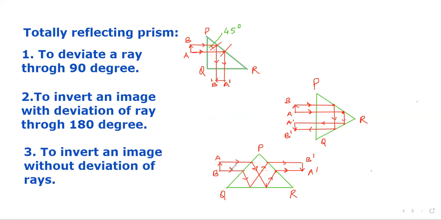Then at this point, there is refraction. Consider the second ray. It goes like this. At this point, it is refracted. At this point, there is total internal reflection, and it moves like this, and then it goes like this when refraction occurs. And this object AB has its inverted image B'A' here.